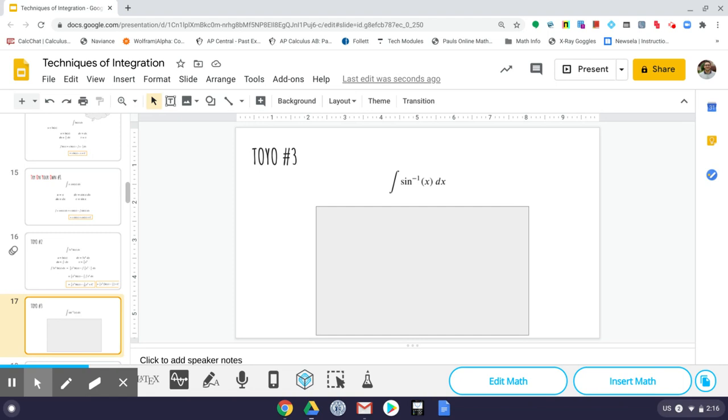And again, if we're thinking about our acronym, LIATE, L-I, I is inverse trig. So more than likely, I would naturally make u equal to inverse sine of x anyway.